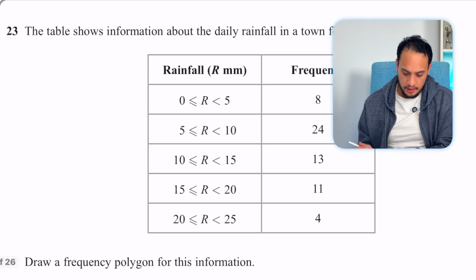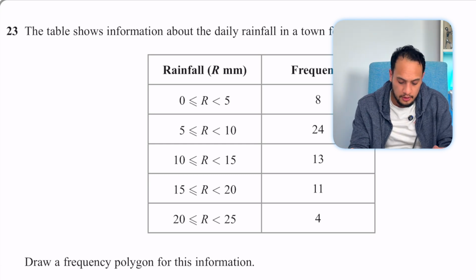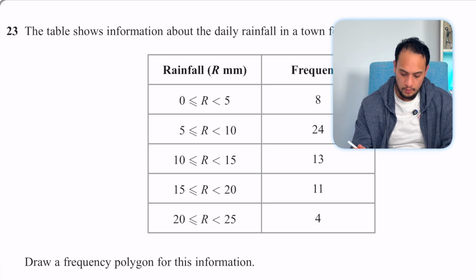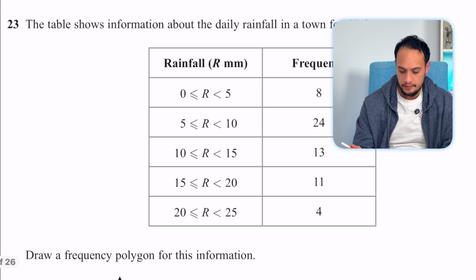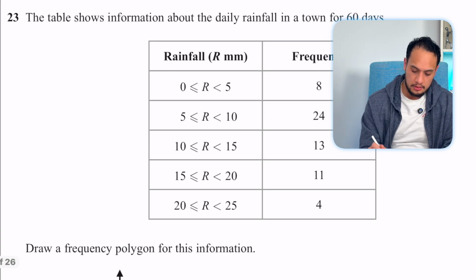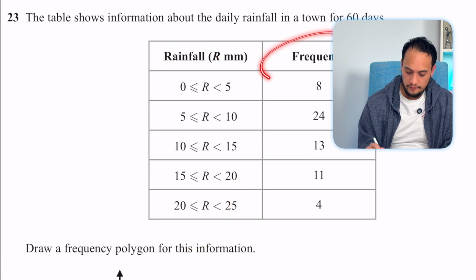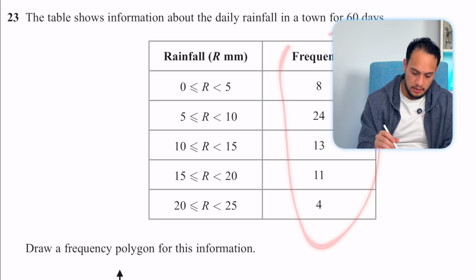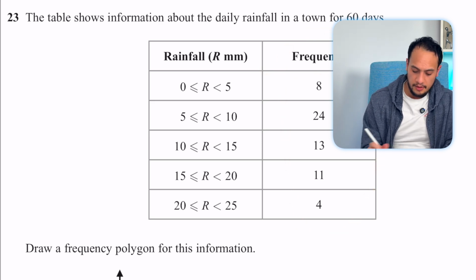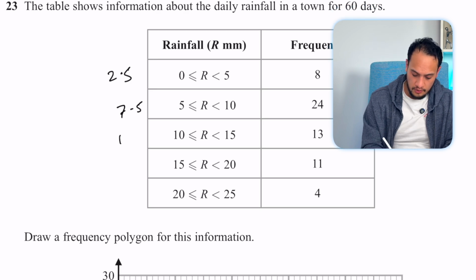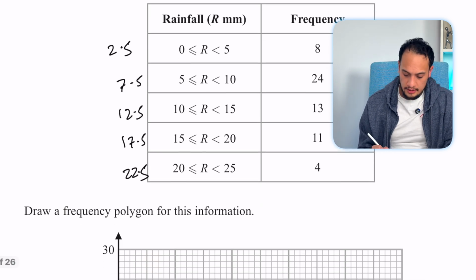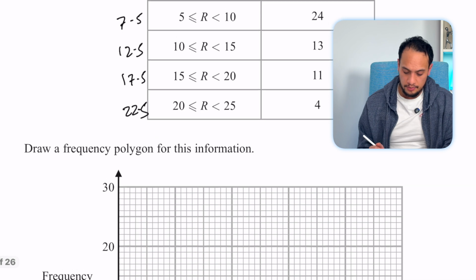Okay, so question 3, we're looking at a frequency polygon. We've got rainfall on one column and we've got frequency on the other. So we've got ranges here and then we've got frequency here. So what we do is we find the midpoint of each range. So for rainfall, it'd be 2.5, 7.5, 12.5, 17.5, and then we've got 22.5 there. And then our frequencies we can plot out.